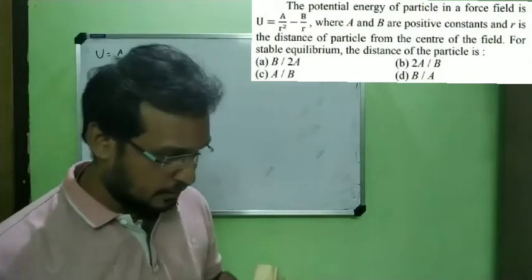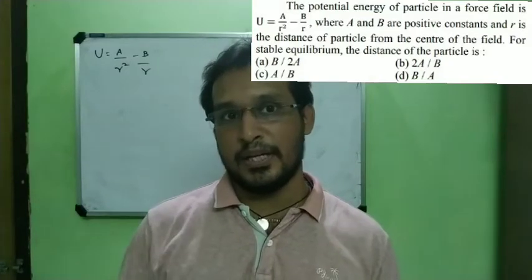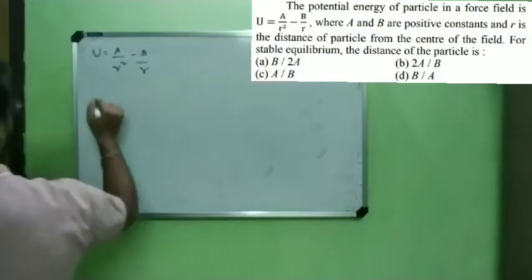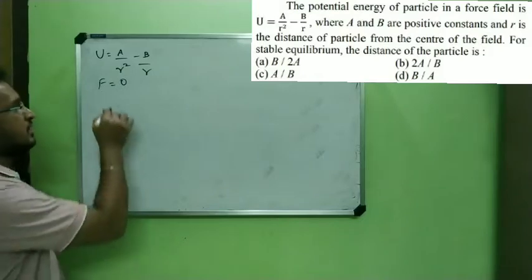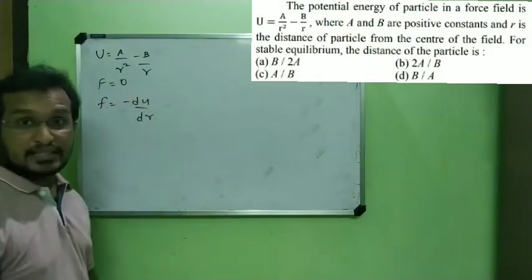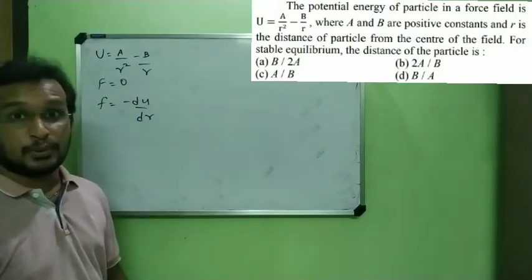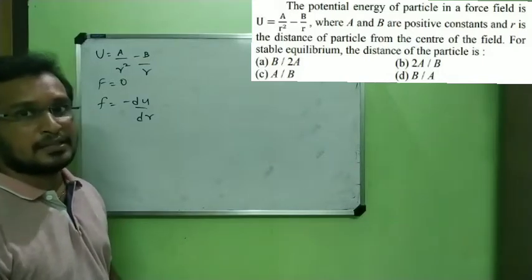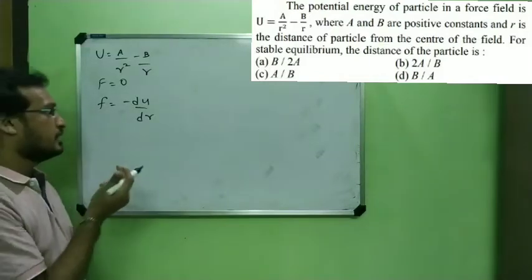Whenever the question is based on equilibrium, you have to know that for a body in equilibrium, the net force acting on the body will be equal to 0. Also, potential energy is given. The relation between force and potential energy is, force is defined as the negative gradient of potential energy, minus dU by dr. Gradient means any property value difference divided by change in length. That is known as gradient. So here dU by dr is the gradient, negative gradient.